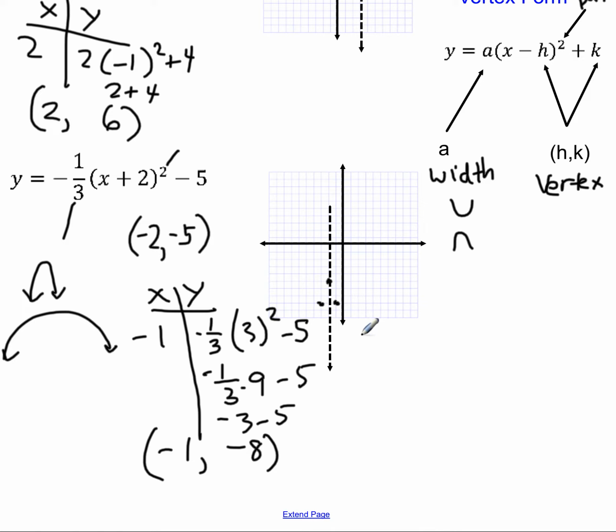Well, this isn't feeling much wider than the other one, but perhaps if we did more points and had a larger graph, you would see that it actually is a little bit wider. So my goal is to be able to identify that this is a parabola and then be able to sketch a graph with an axis of symmetry, a vertex, and probably 2 other points on a grid. That's your goal of this lesson. Good luck.